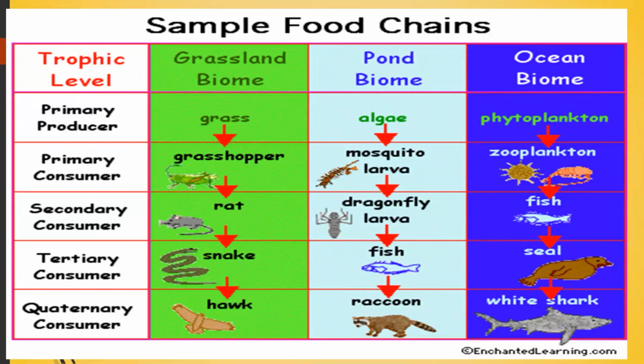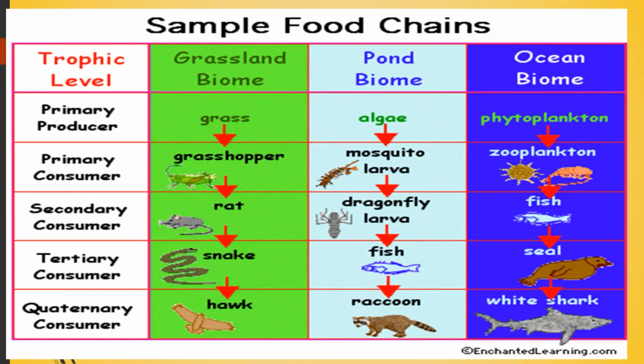Grassland biome. Grass is eaten by grasshopper. Grasshopper is eaten by rat. Rat is eaten by snake, and snake is eaten by hawk. This is the grassland biome. In the pond biome, algae is eaten by mosquito larva. Mosquito larva is eaten by dragonfly larva, and dragonfly larva is eaten by fish, and fish is eaten by raccoon. This is the pond biome food chain.